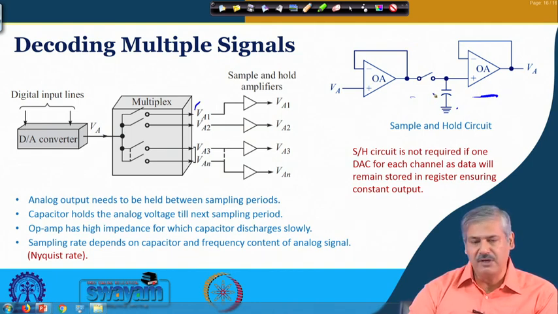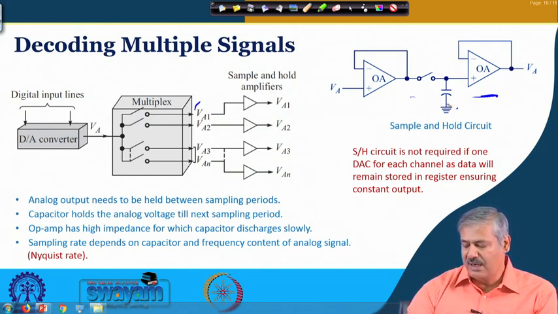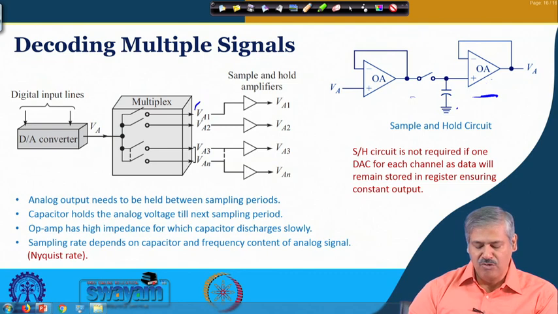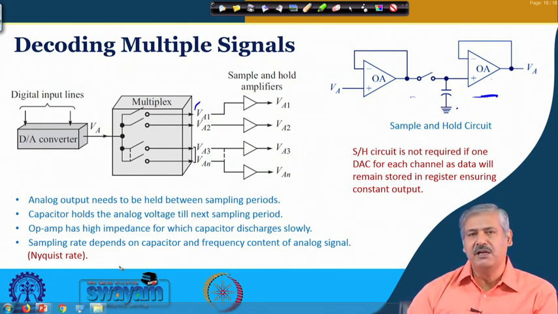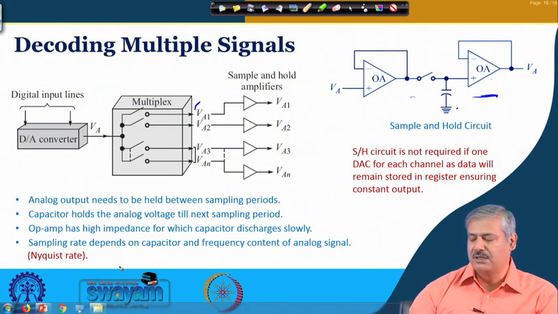So, this is the sampling part that is being shown here, and this has a very high input impedance, for which the capacitor will be discharging very slowly. So, the output will be more or less remaining the same till the next sample comes, but it needs to be adequately fast so that it does not leak appreciably, even though the impedance is very high. So, the RC constant will be very high, but still we must ensure that it does not fall to a level where the integrity is lost.